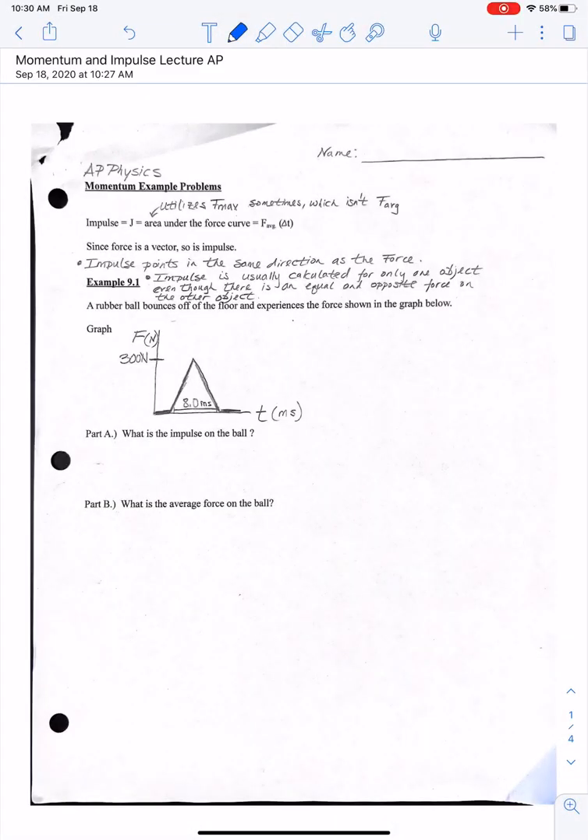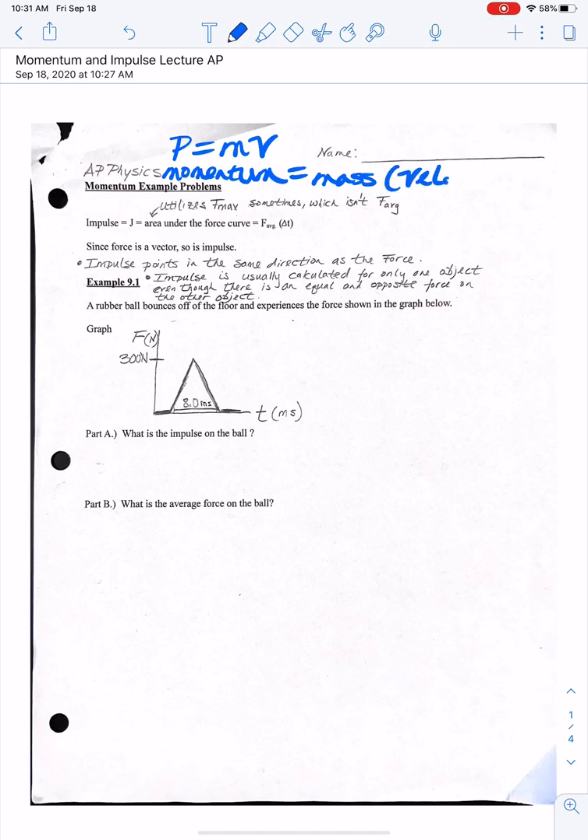All right, so I want to talk about momentum and impulse here, the introductory lecture. I guess a couple things to just remember off the top here. P equals mv. This says momentum is equal to mass times velocity. Velocity is a vector, and therefore P, or momentum, is a vector too.